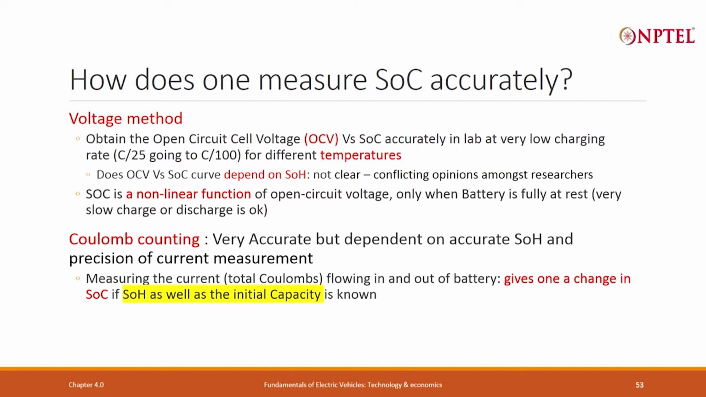Measuring the total current flowing in and out only gives you a change of SoC, it does not give you the absolute value of SoC. And that is if state of health and the initial capacity are known. There also it will give you only change. So, the reference point is missing in Coulomb counting. You have to assume that your initial reference point was okay.